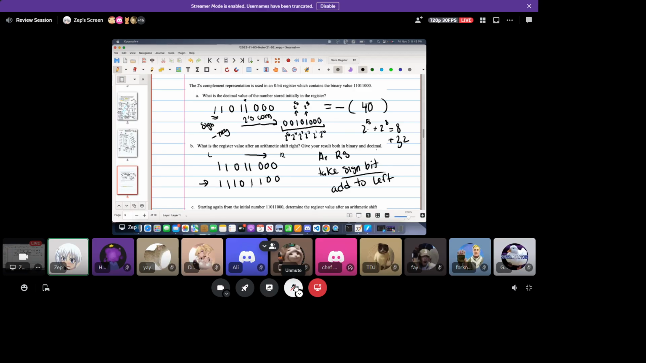Give me the result in both binary and decimal. This is a negative value. We do the same thing as above. Negative. Then we take the 2's complement. It's 0, 0, 1, 0, 1, 0, 0, 0. What is this value? Well, it's 2 to the 3 plus, did I take this right? 0, 1.